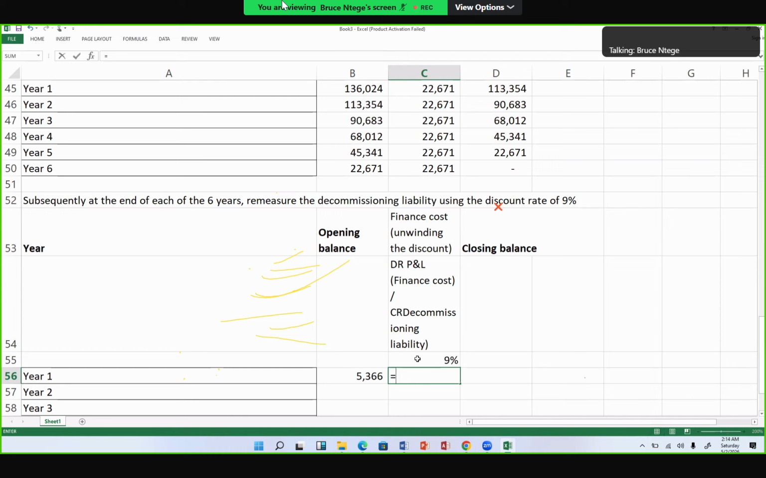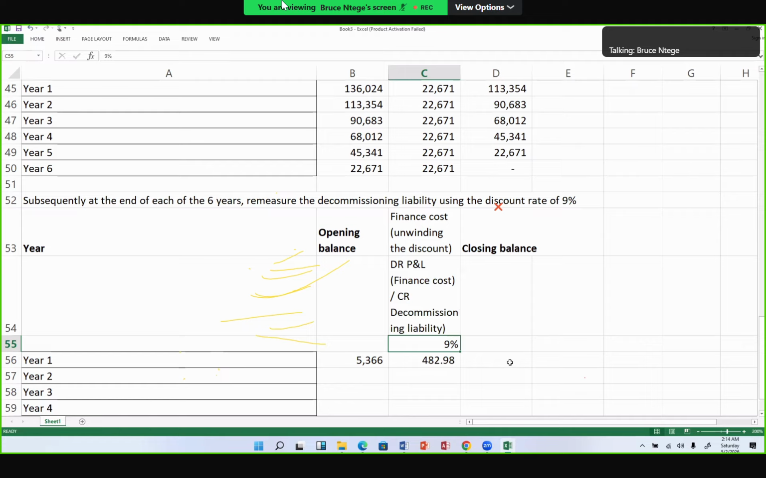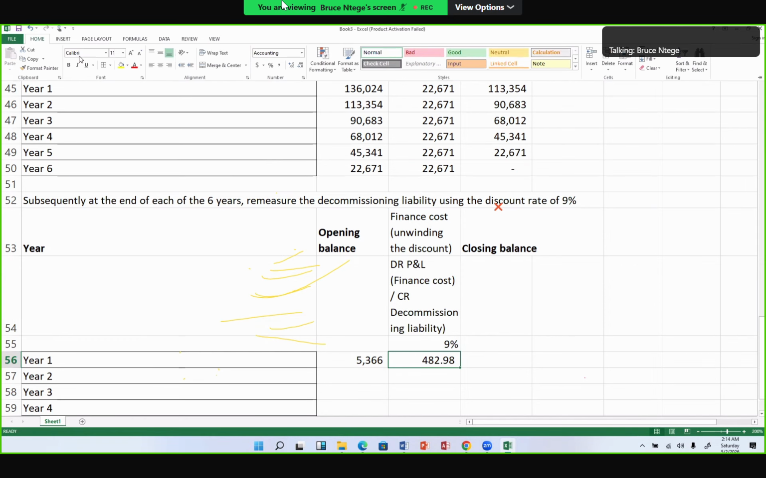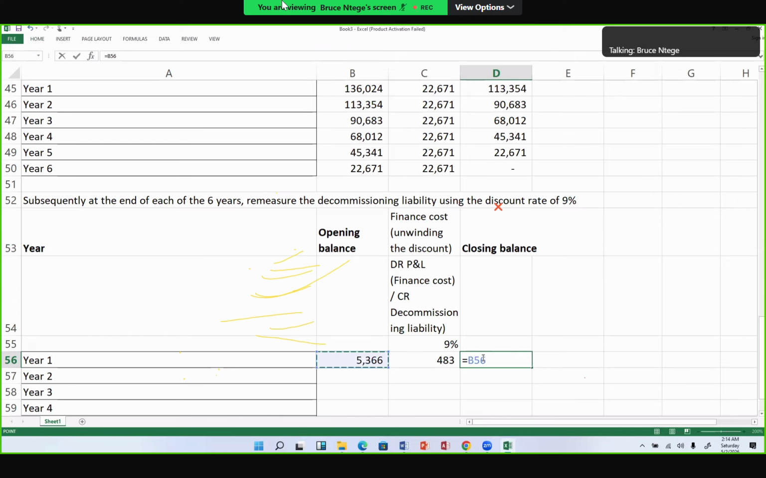So 9% of 5366. So it's 483. That means at the end of the year, if I'm debiting this in the P&L and crediting the decommissioning cost, then it's going to increase the decommissioning cost. So if I round this off to 4, okay. So my decommissioning liability will increase because of the credit entry. So 5366 plus 483. So that unwind, so that my decommissioning liability at the end of year 6 is exactly the amount I need, the 9,000 I need.